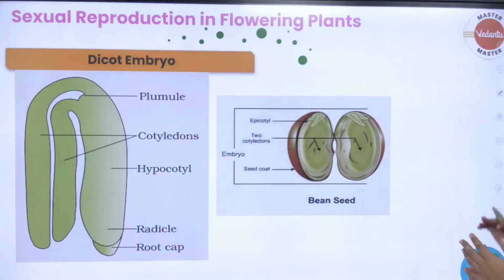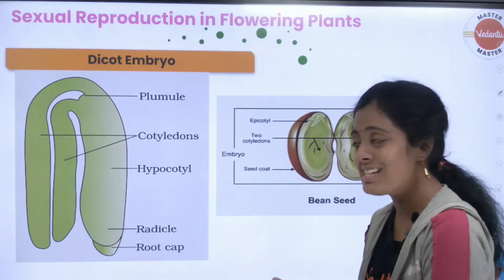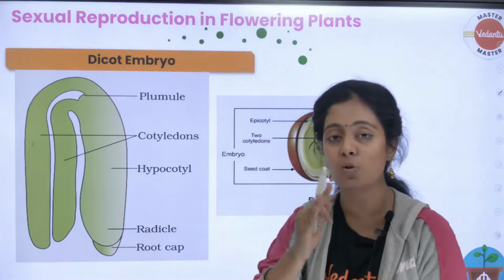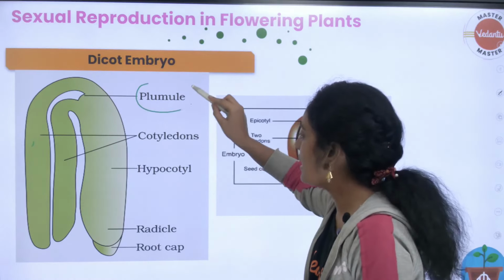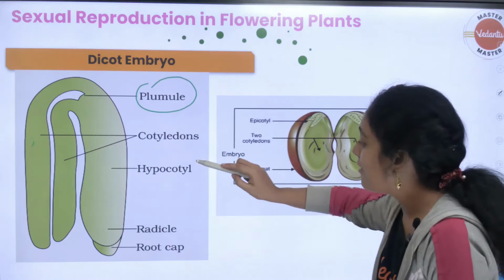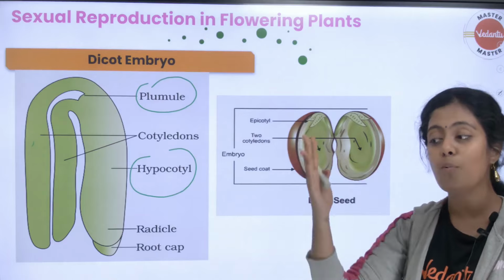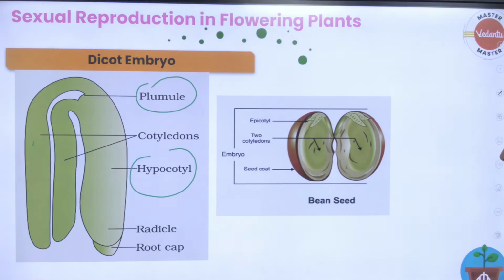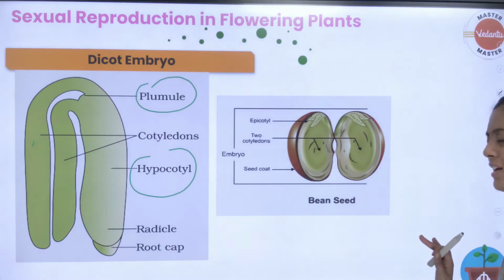So in a dicot embryo, you have an embryonal axis that has two separate cotyledons, and you have a plumule which will develop into shoot. And you have a hypocotyl. The region below the cotyledons is called hypocotyl, and the region above the cotyledon is called epicotyl. The radicle is covered by the root cap. Dicot embryo is very, very easy.